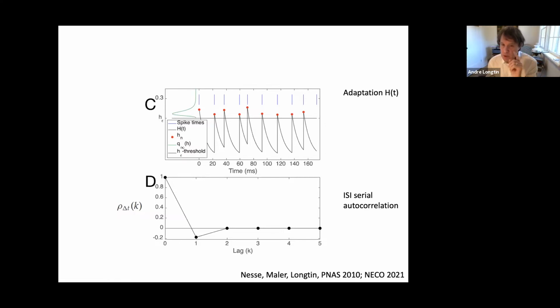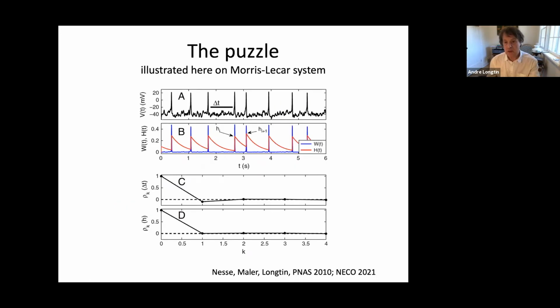So the question we were looking at is, okay, what does this mean for the actual adaptation states? Are the red dots correlated with one another? The intervals are correlated negatively. What about the red dots? Those are the adaptation states. Are they correlated? All right. So it turns out that they're very weakly correlated.